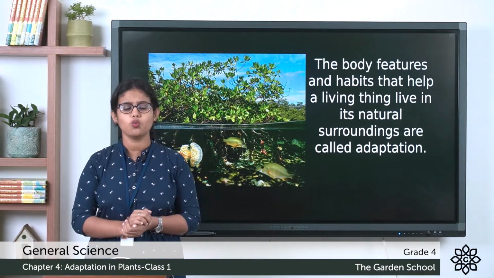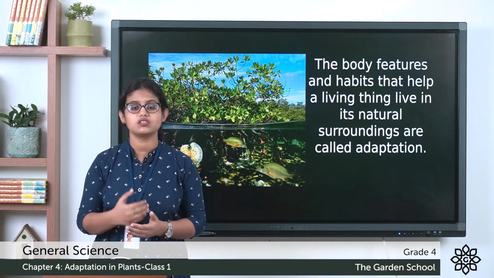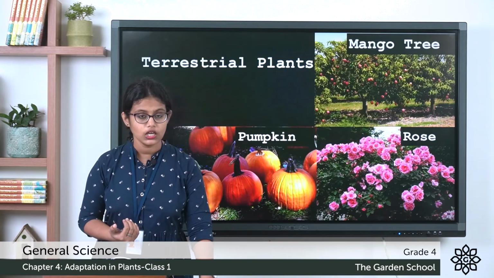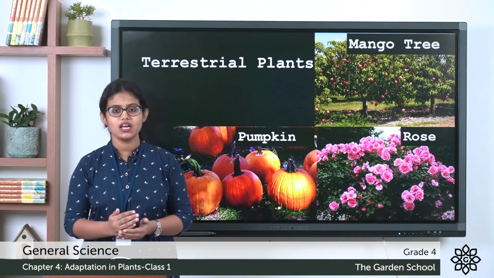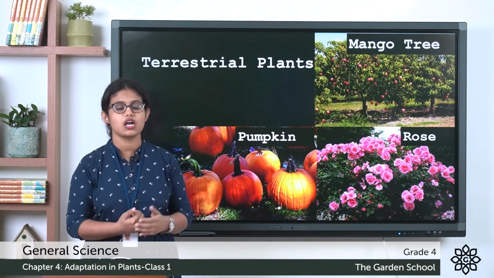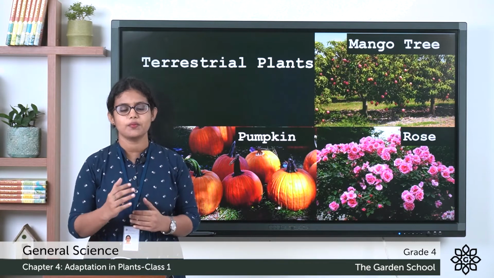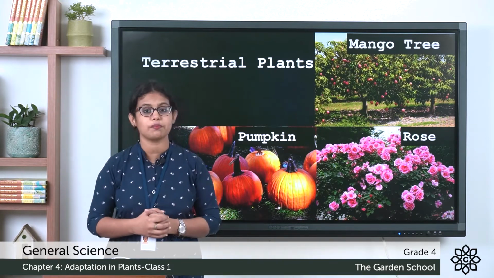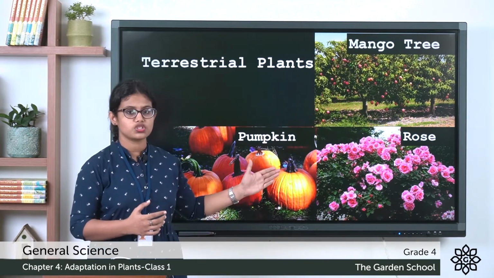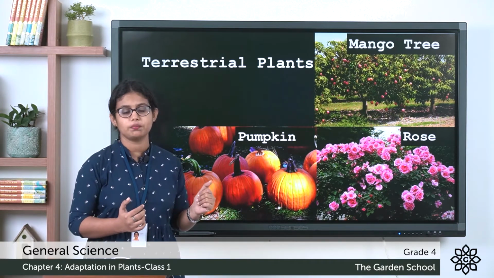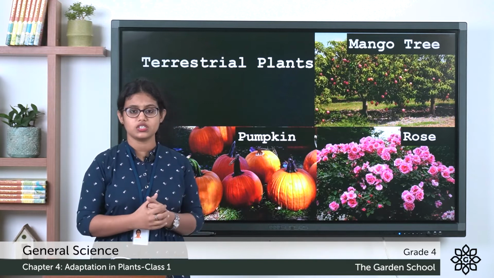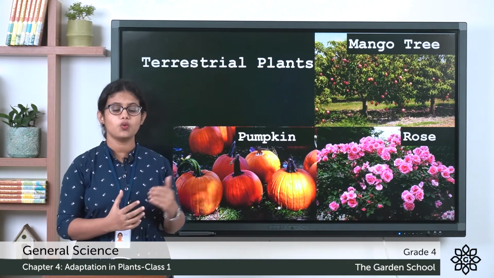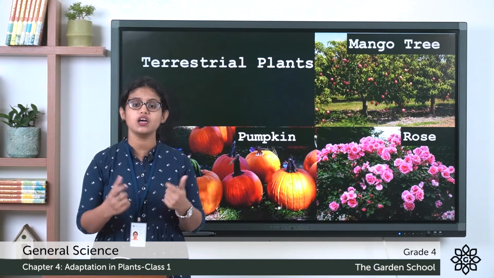Do you know what we call plants that grow on land? We call them terrestrial plants. Plants that grow on land are called terrestrial plants. And you can see some examples over here. Mango tree, rose, pumpkin plant, all these are terrestrial plants. Mango tree, it is a big plant. What about rose? Rose is a shrub.